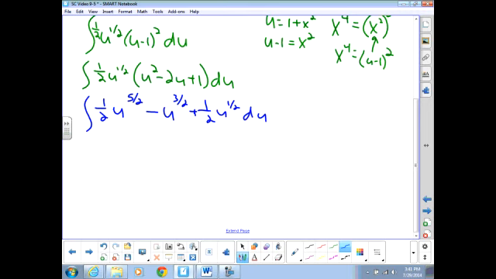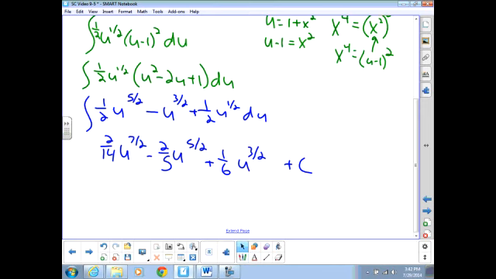We'll go ahead and take our antiderivative. We'll now have u to the 7/2. That needs to be multiplied out front by 2/7, which would give us 2/14. We'll have u to the 5/2. Out front we'll have negative 2/5. And we'll have u to the 3/2. Out front we'll multiply by 2/3, which will give us 1/6. And then we've got our plus c on the end.